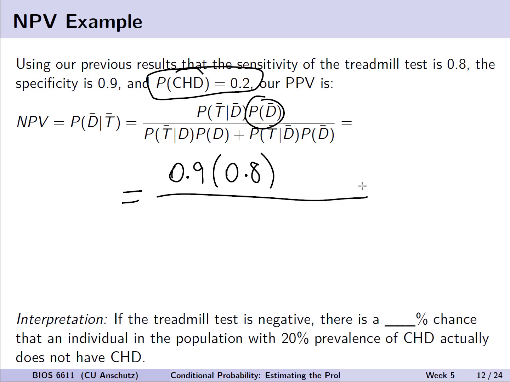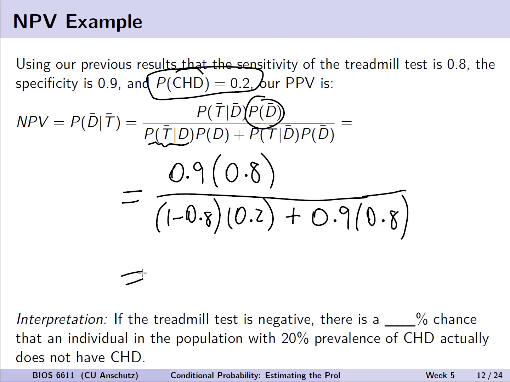Looking at the denominator, we then see we have 1 minus the sensitivity here, the probability of not having a positive test given you have the disease, times that prevalence. And so we can take 1 minus the sensitivity times the actual prevalence of 0.2, or 20%. And we're then going to add that to the specificity times 1 minus the prior probability, or exactly what we have in the numerator.